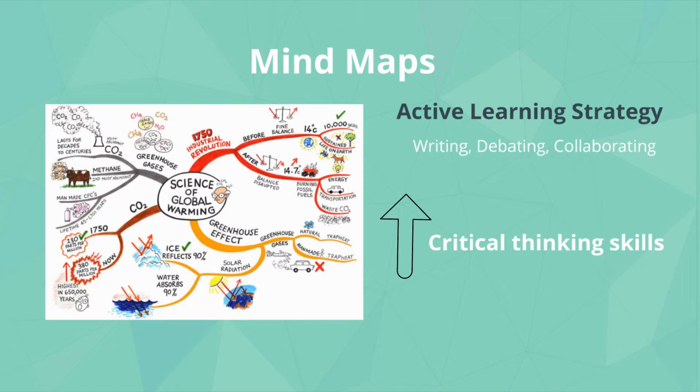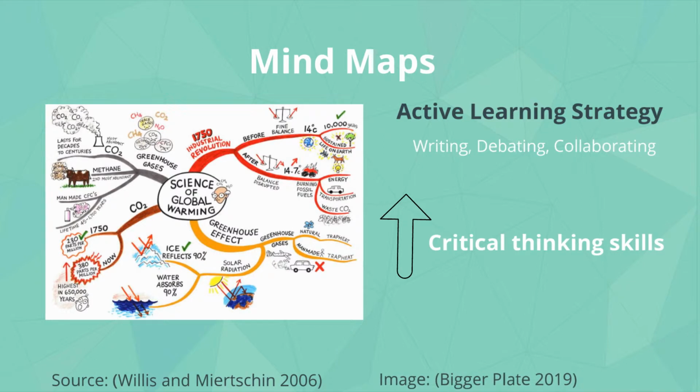Mind maps are often used in environmental science to summarize and derive relationships of concepts, and are an example of a tool based on social constructivism. Mind maps are effective as an active learning strategy as they engage learners in meaningful learning activities such as writing, debating, and collaborating with other peers, which helps to improve critical thinking skills.